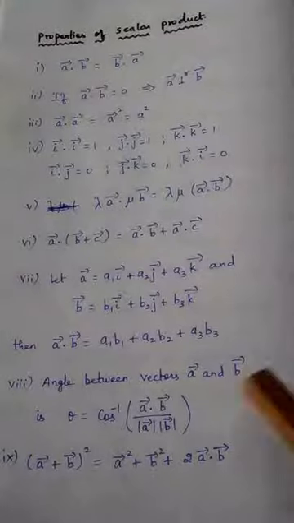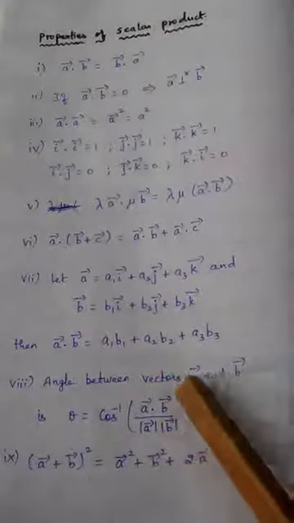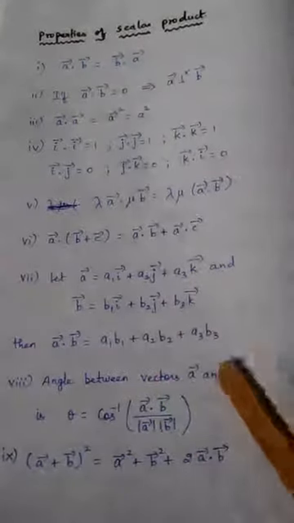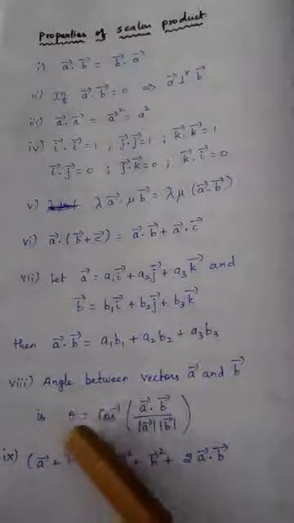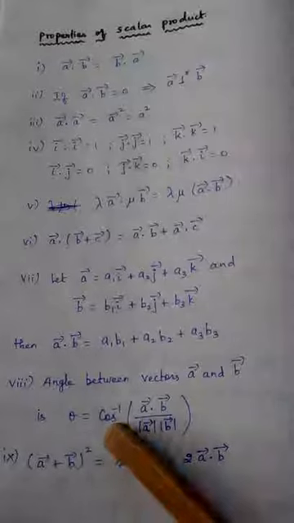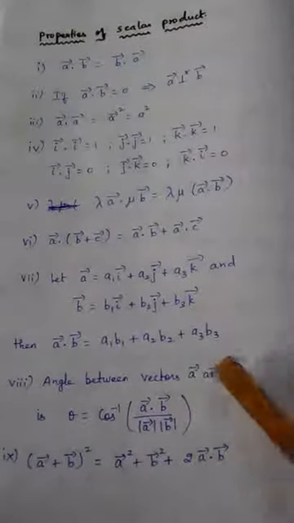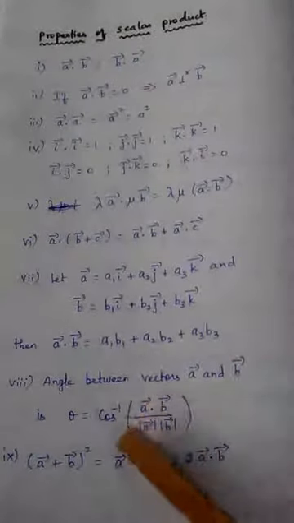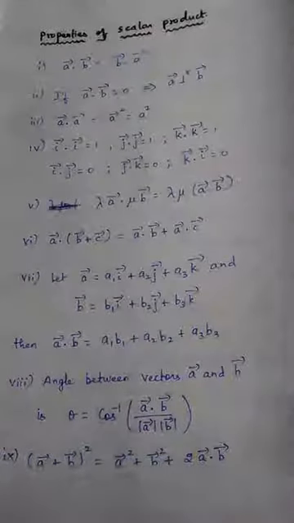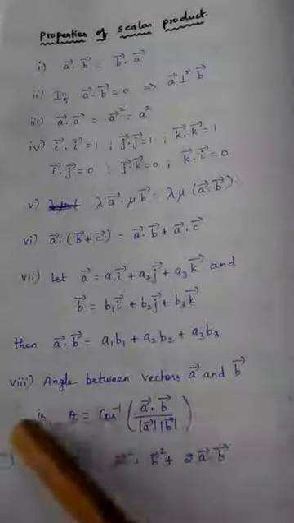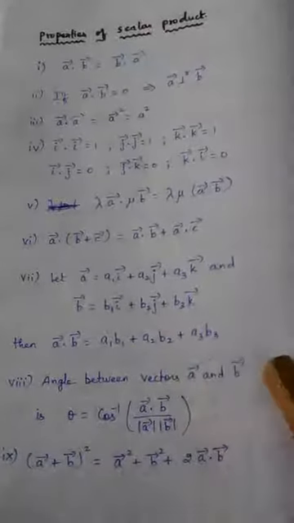Property 8. Angle between two vectors A vector and B vector. The formula for finding the angle between two vectors is given by theta is equal to cos inverse of the dot product of the two vectors, that is A vector dot B vector divided by modulus of A vector times modulus of B vector. This is the formula for calculating the angle between two vectors.